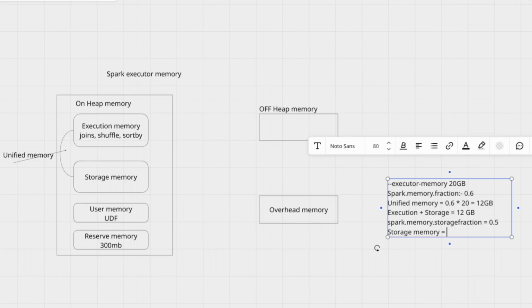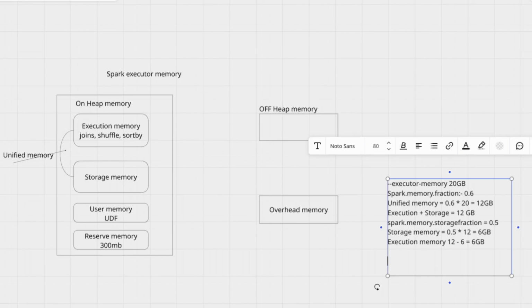We have unified memory of 12 GB. So 0.5 into 12 comes out around 6 GB. Now with this calculation, the storage memory is 6 GB, and then your execution memory becomes 12 minus 6, and this is equal to 6 GB. Right? Now we'll go into the user and reserve memory.